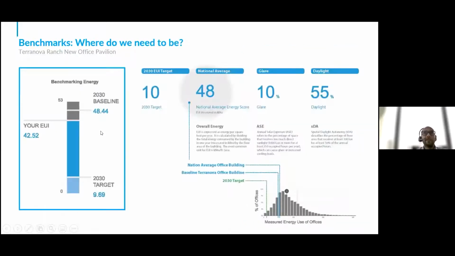So basically what happens is the very first thing they did was just to create a sample baseline, understanding what their targets are, what's the 2030 target, what's the 2030 baseline, trying to put your project in the middle of those two numbers so they can know exactly how far you are from the target and how far they have to go. In this case, they will also see the 10% and 55% in terms of the glare and daylighting that they have to achieve. So basically the first thing they have to do is basically benchmarking the project.